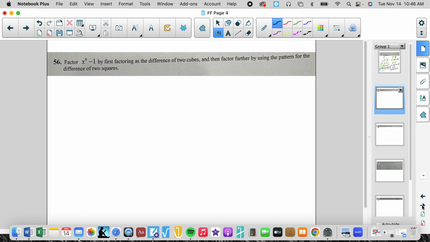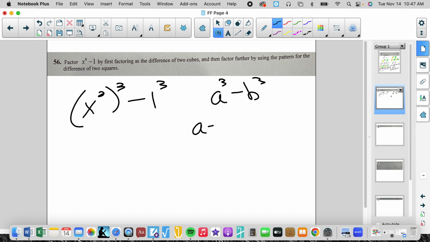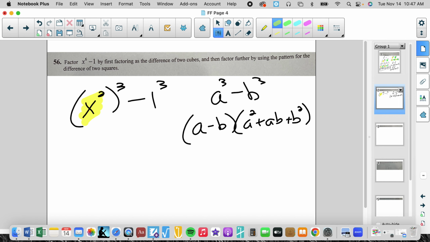In 56, it tells us to factor as the difference of two cubes. So now we have to write them as cubes. So we would write it like this, and then we would use our difference of two cubes template, which is a minus b, a squared plus ab plus b squared, knowing that our a value is going to be x squared, and so we're going to plug it into all of our a's, and our b value is going to be 1, so we plug it in wherever we see our b values.